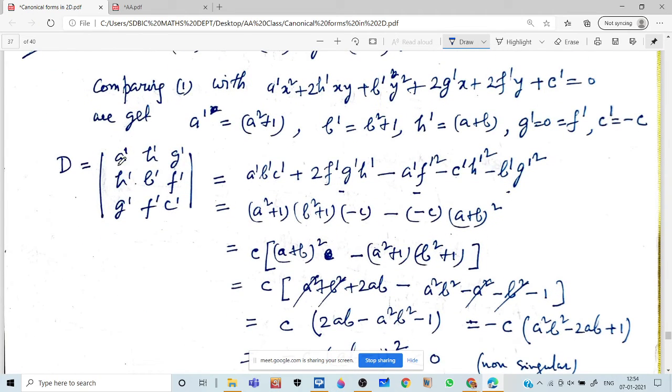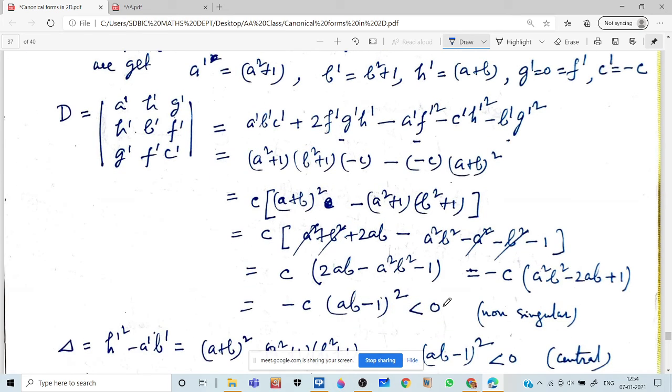So capital D is equal to the determinant a dash, h dash, g dash; h dash, b dash, f dash; g dash, f dash, c dash. Putting in these values we get this result, and taking minus c common, we get a square into b square minus twice ab plus 1, which is a whole square term. Since c is positive, this negative sign represents that D must be negative.